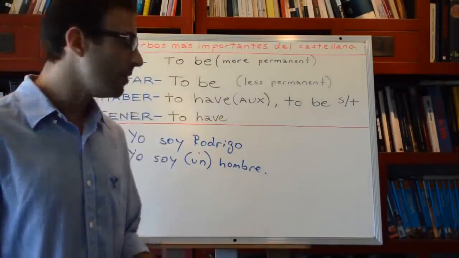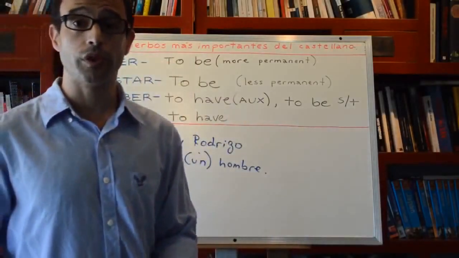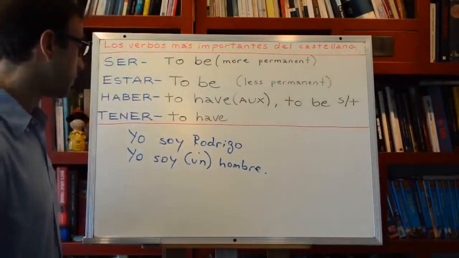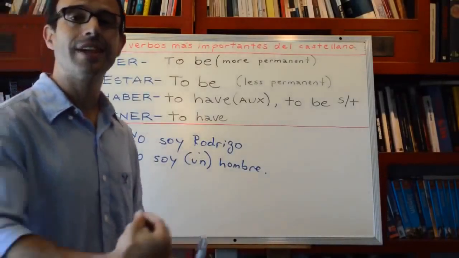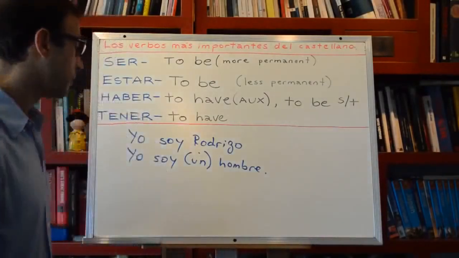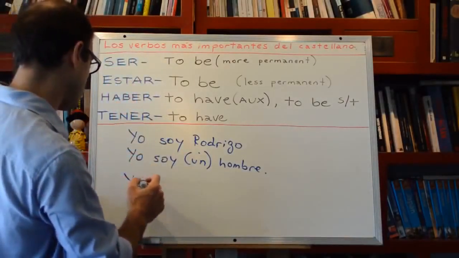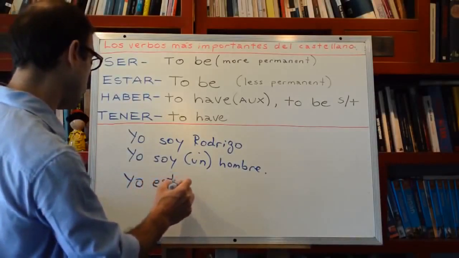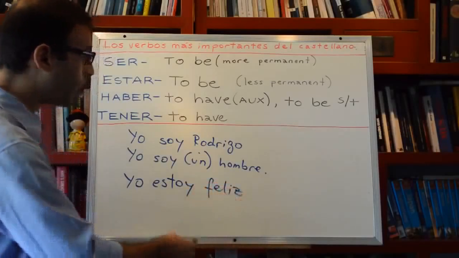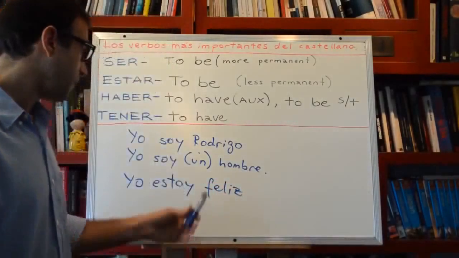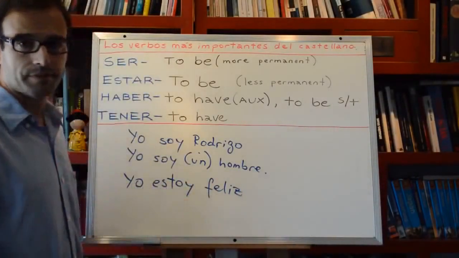Now, here you can see how and when we use the verb ser, but the verb estar, I'll show you how we use it now. For example, I am happy, right? This is a state that can change from a moment to another. Then we don't use the verb ser, we use estar. Yo estoy feliz, okay? Feliz or whatever other adjective, okay, you want. Yo estoy feliz.